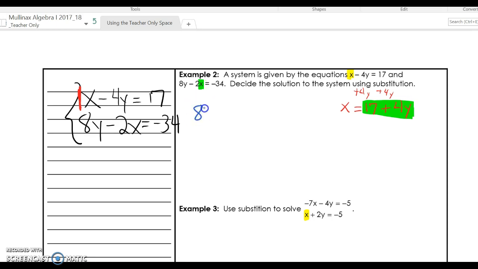So let's do that. Remember, I'm plugging something in for x. It is a binomial. I'm going to put it in parentheses because we see that x is being multiplied by negative 2. So all of x gets multiplied by negative 2. Distribute.